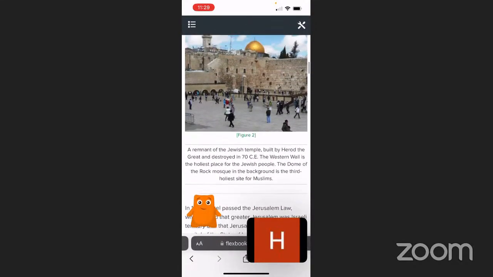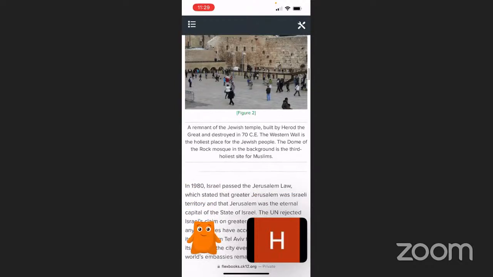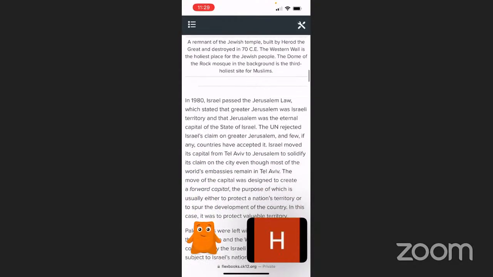This is a remnant of the Jewish temple built by Herod the Great and destroyed in the first century. The Western Wall is the holiest place for Jewish people. The Dome of the Rock Mosque in the background is the third holiest site for Muslims.